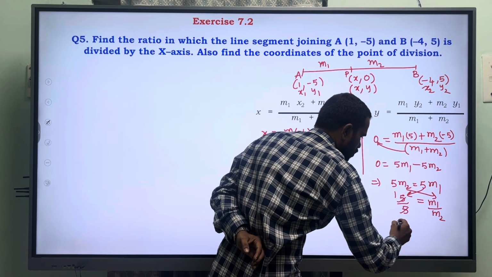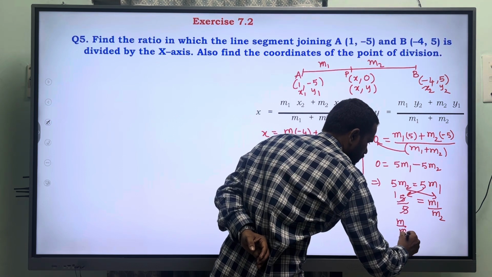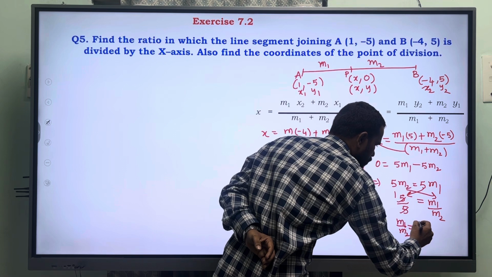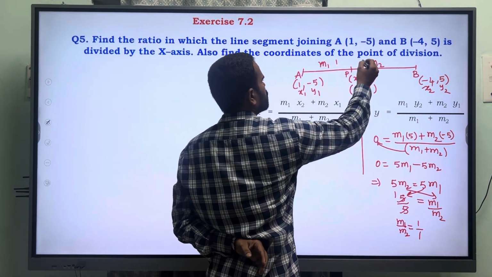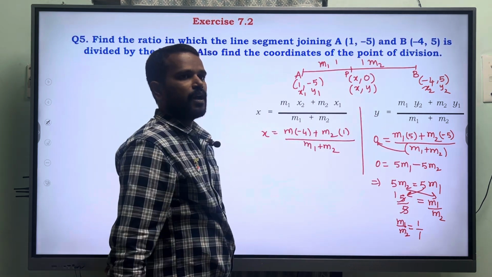So m1 by m2 is how much? m1 by m2 is equal to 1 by 1, 1 is to 1 ratio. This ratio is how much? 1 is to 1. Understand?